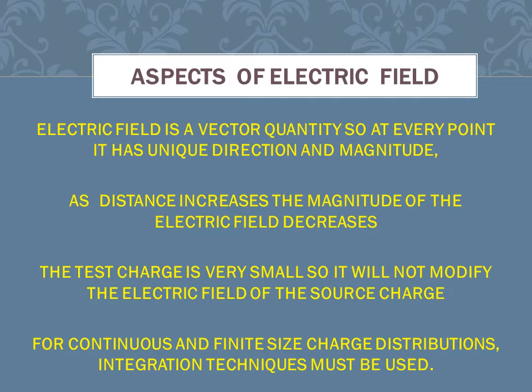The other aspects of electric field: as you know, it is a vector quantity. So its magnitude and direction will keep on changing according to where the electric field goes. At every point it has a unique direction and magnitude. And if you see from the equation, F is equal to K into Q naught by R squared, that means the force is inversely proportional to the square of the distance. Therefore, as distance increases, the magnitude of the electric field decreases, and vice versa.